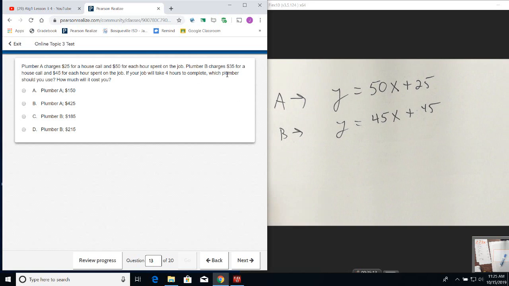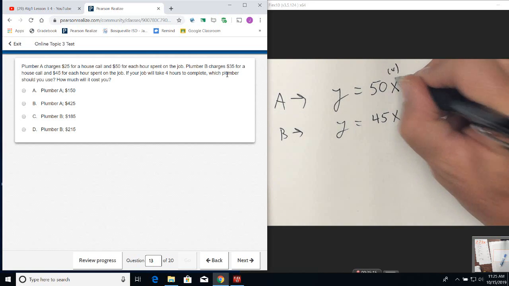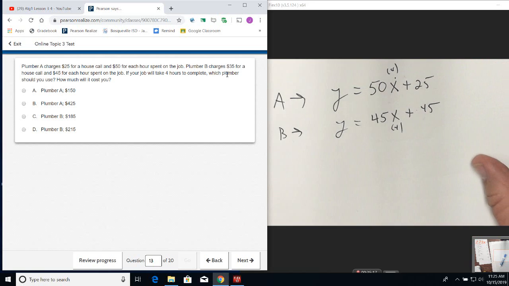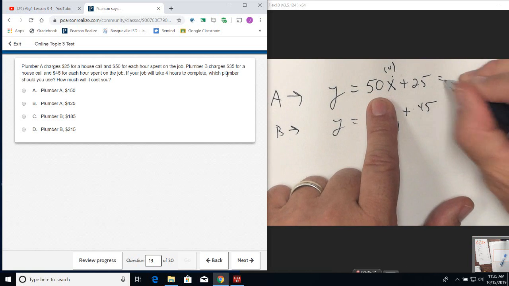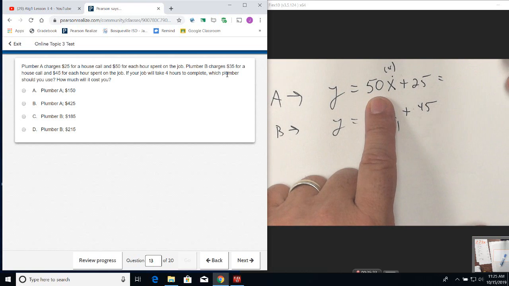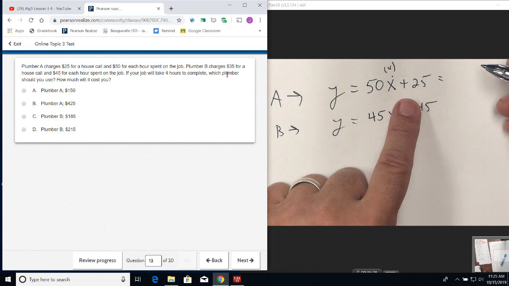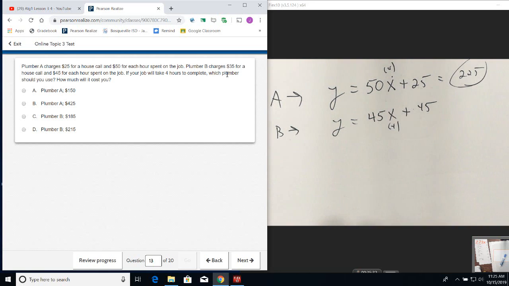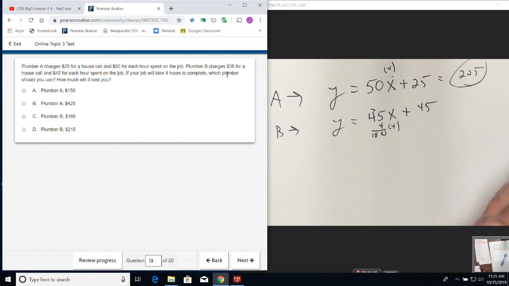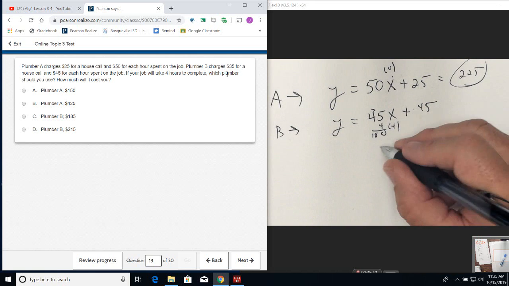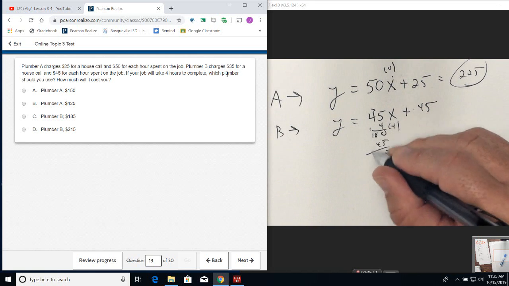So figure out the cost if this is for 4 hours. Might be an easy way. So what would this one cost for 4 hours? Well, what's 50 times 4? $200 plus 25 would be what? $225. What would this one cost? 45 times 4 is 180, plus 45, which is 225.